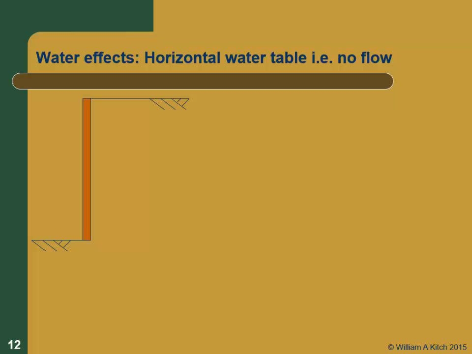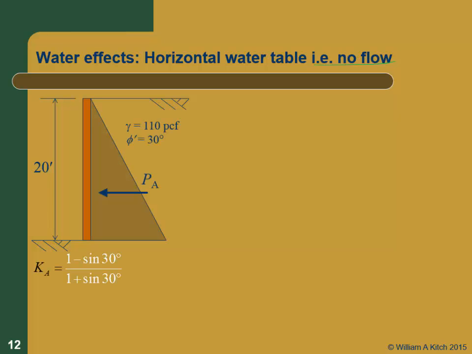All right, let's talk about water effects. We're talking about a horizontal water table, i.e. no flow. So I have this little example problem, which is just a really nice little instructive problem to go through. We're just going to calculate the active earth pressure on a wall here. Horizontal, we're just going to use Rankine theory.